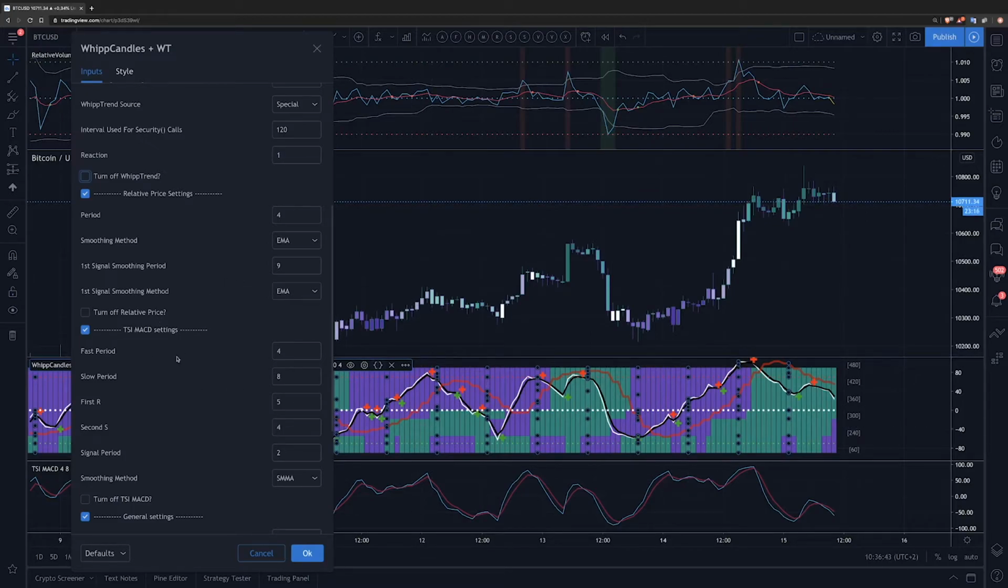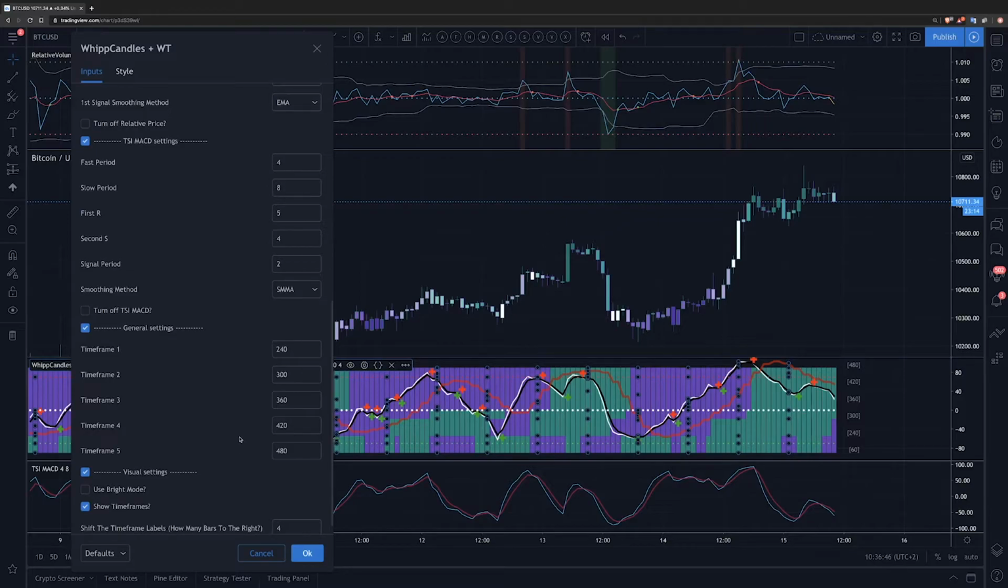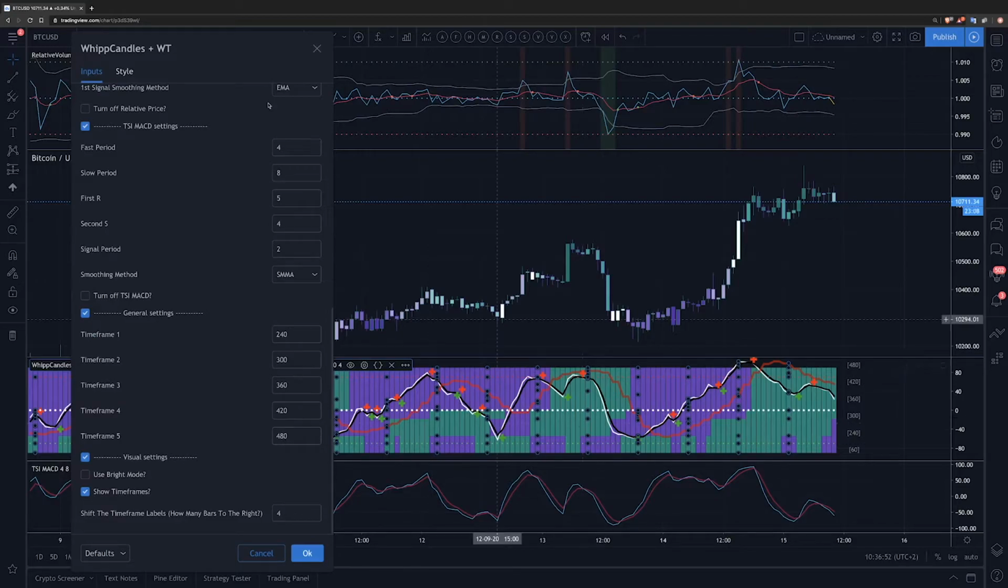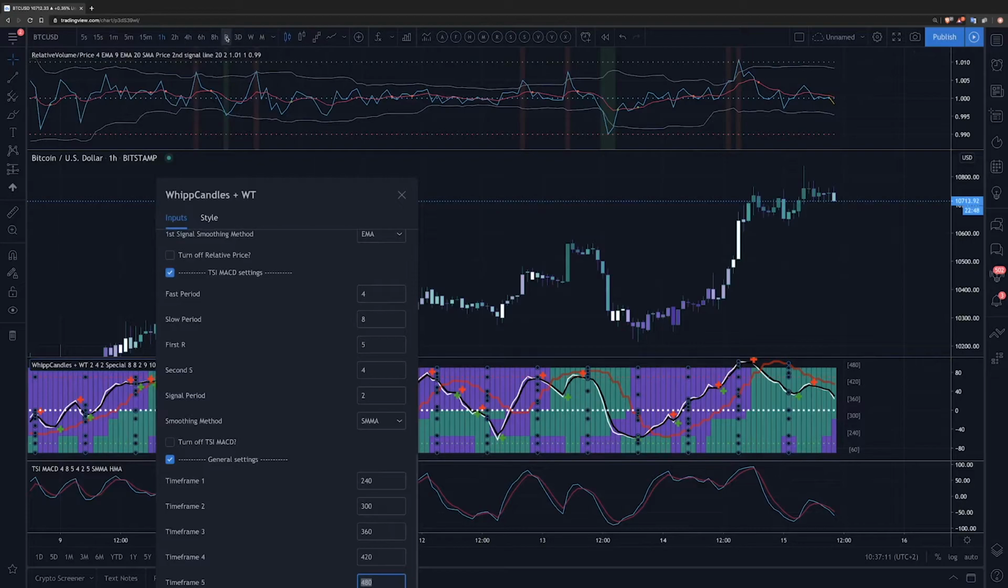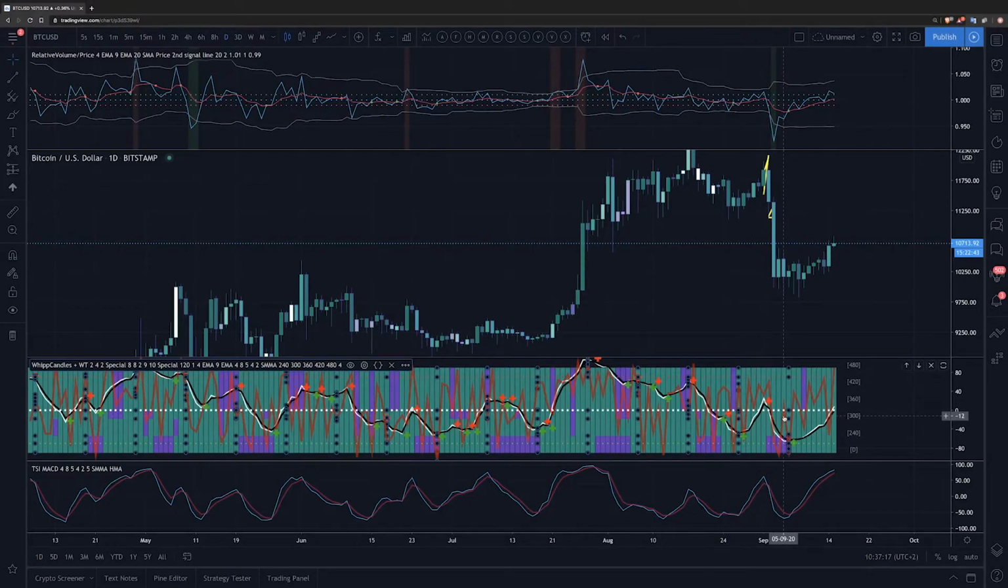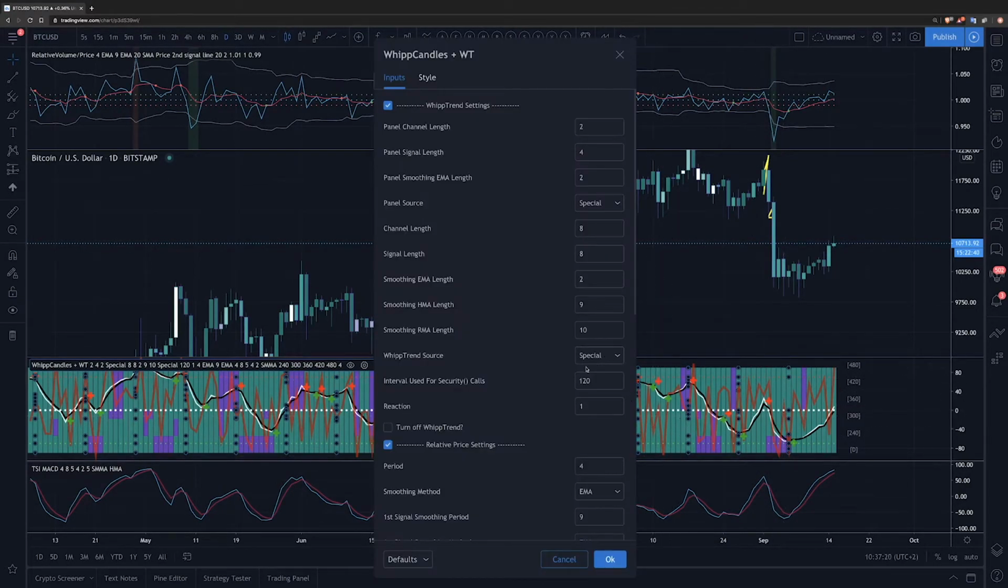And what else have we got? General settings. So for example, here we have the 4 hour, the 300 minute, 360, 420 and 480, which is the 8 hour. I like to go up, generally in hours, when I'm around the 1 hour to 3 to 4 hour charts. So if I'm on the day, you can only edit your... so this has gone very erratic because of our time interval for the higher time frame here.